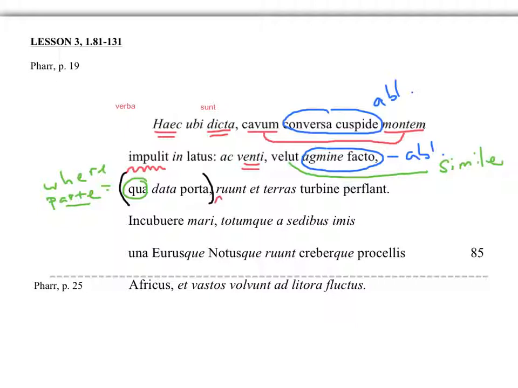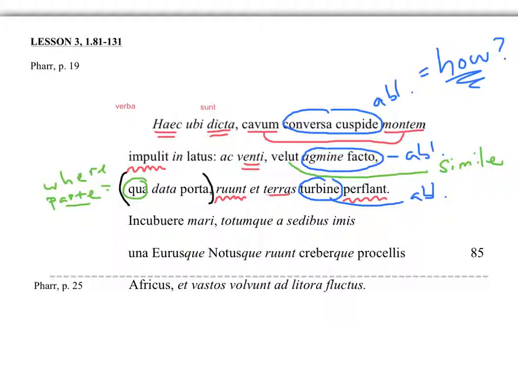And here's what the winds do: they ruunt, they rush out, and they perflant, they blow over the terras, that's the direct object of what they blow over. They blow over the lands, turbine. And this is also ablative, so we're going to do it in blue. Turbine. How do they blow? Turbine, in a whirlwind. So also ablative. Ablative tells us how things are done. Ablative, how. Turns nouns and adjectives into adverbs.